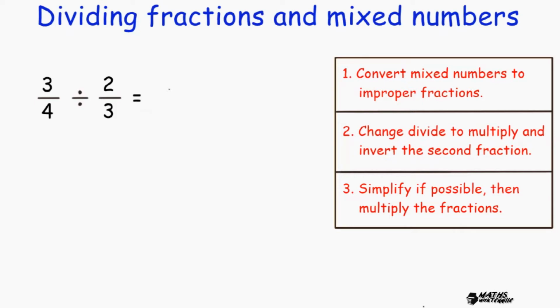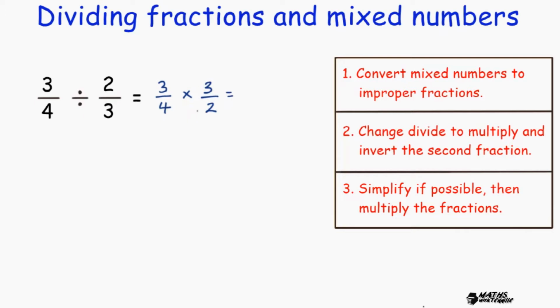So what we do is we keep the first fraction the same, 3/4. We change divide to multiply, and we invert the second fraction, which means swapping the places of the numerator and the denominator. So 2/3 becomes 3/2. And now we apply our multiplication rules, which we've learned in the previous lesson.